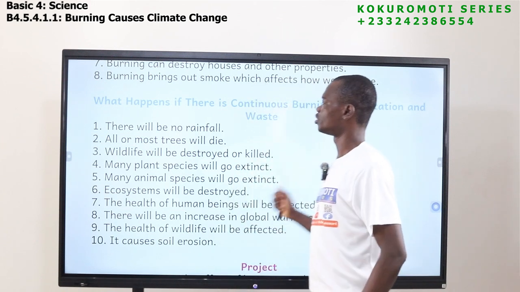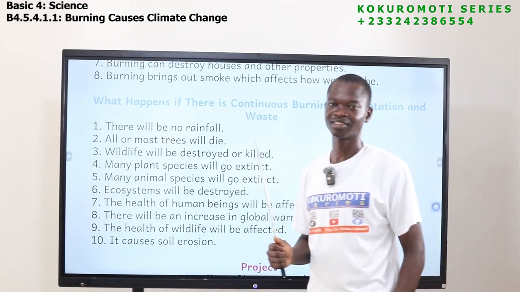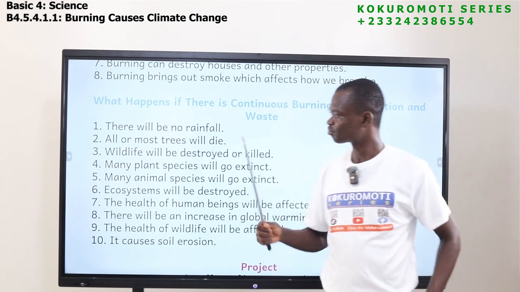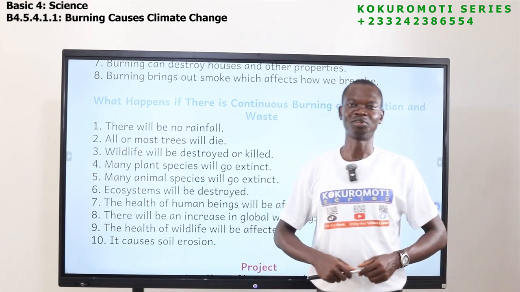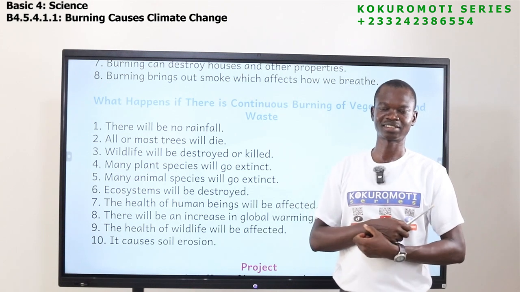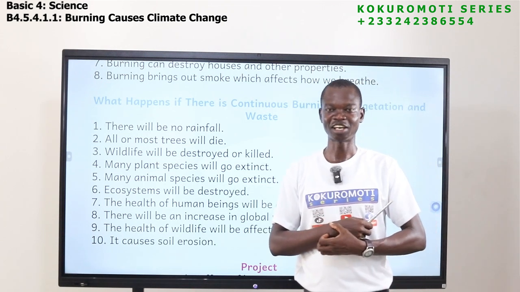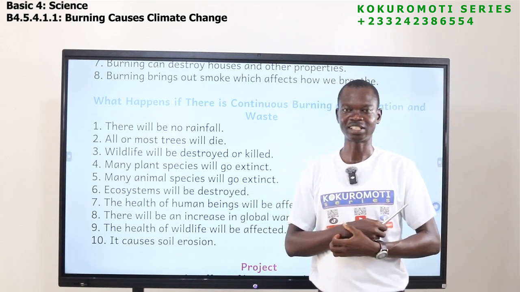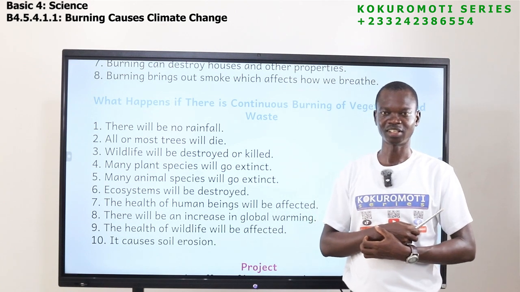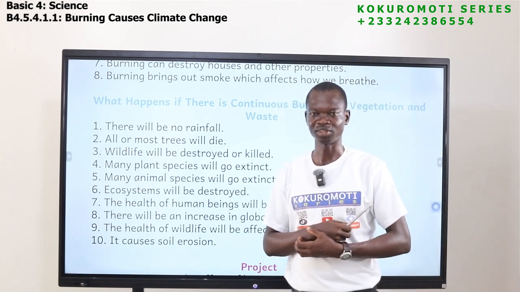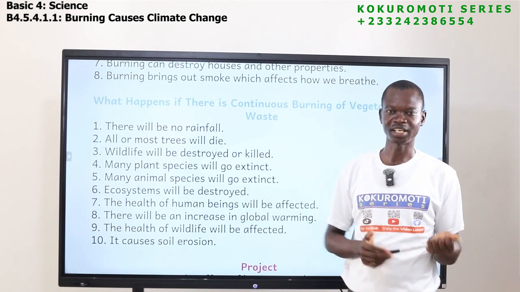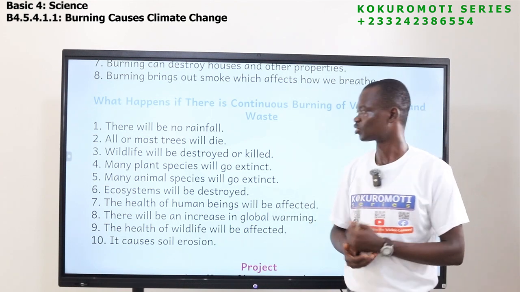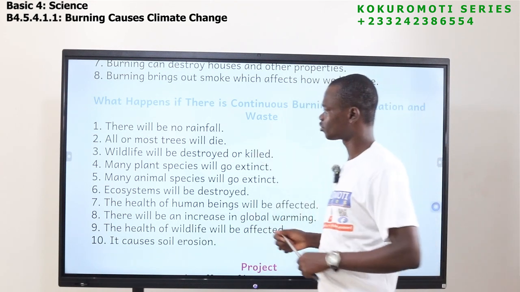Now, there will be no rainfall. Why? Because the plants will not be there. All the plants will what? Will die. And you know what plants also do? Their contribution in rainfall. So they release water into the atmosphere. Plants will not be there to do that for us. So there will be no what? Rainfall.